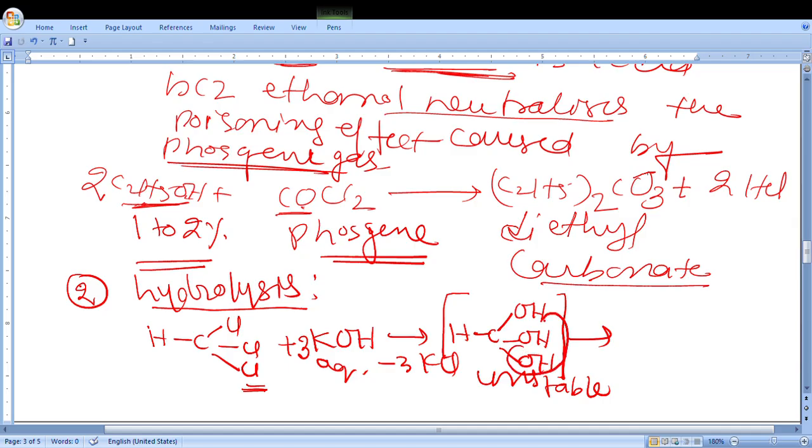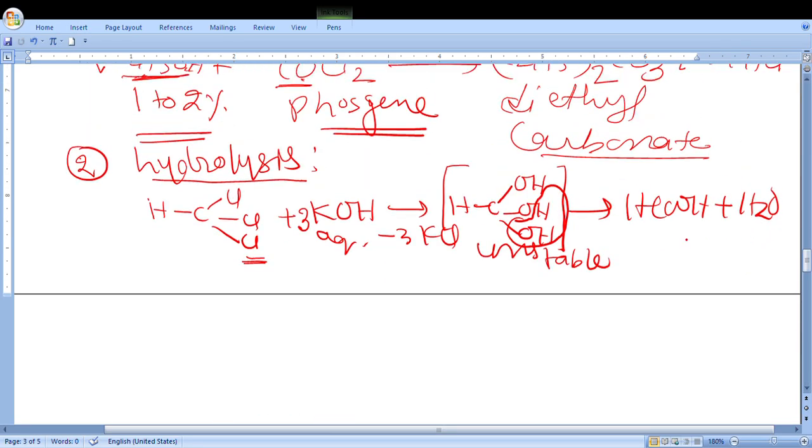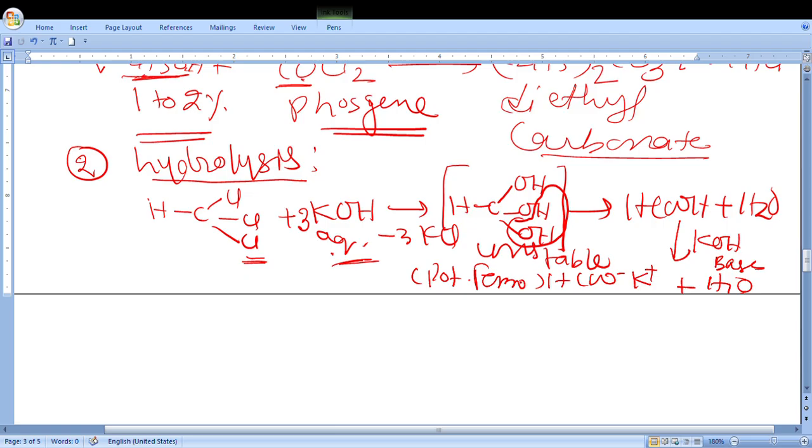So it is an unstable compound. So removal of one water molecule will take place to form HCOOH plus water. This formic acid is formed. But this formic acid will again combine with KOH, which is a strong base present in this mixture, and this is an acid. So it will form HCOOK plus H2O, that is potassium formate. This is the end product of hydrolysis of chloroform.